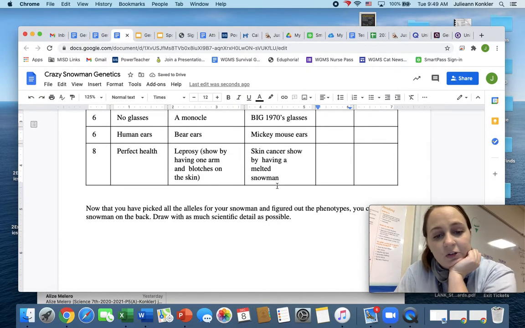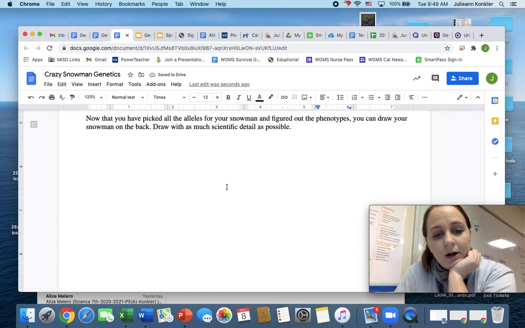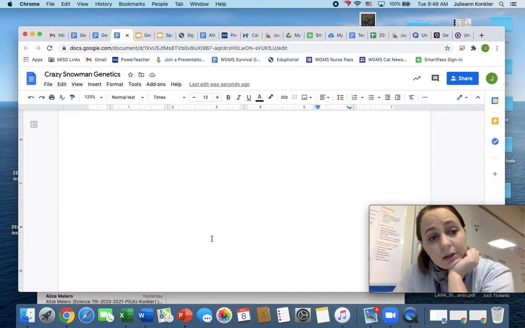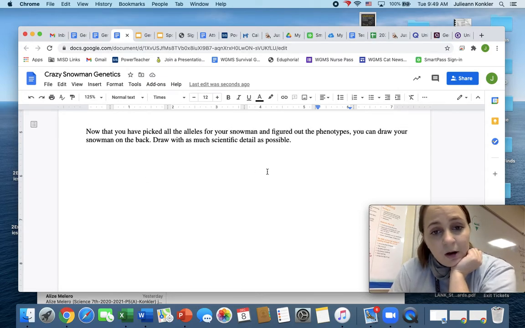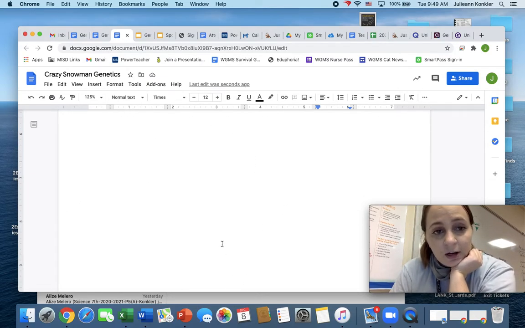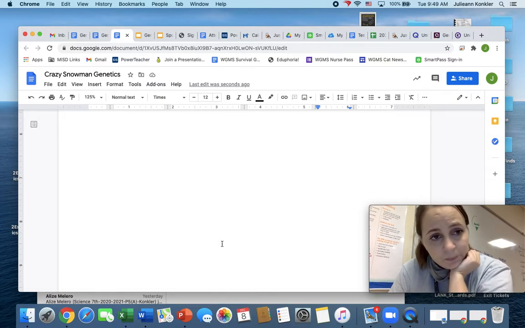After you've filled out each thing, then you're going to draw your snowman. If you're really good at the technology and drawing, you can do it that way. Or you can draw it on a piece of paper, take a picture, and upload it on here. So add your picture here, then you can submit your assignment.